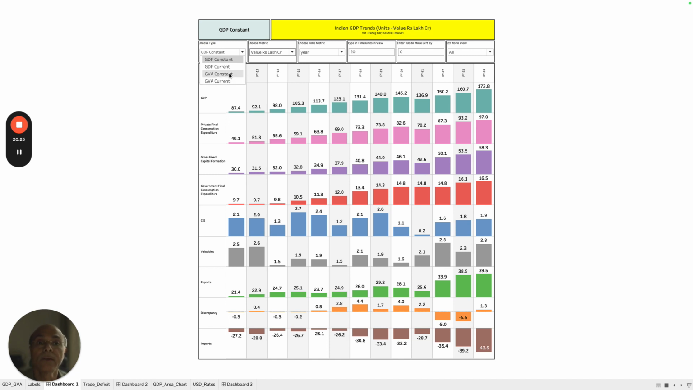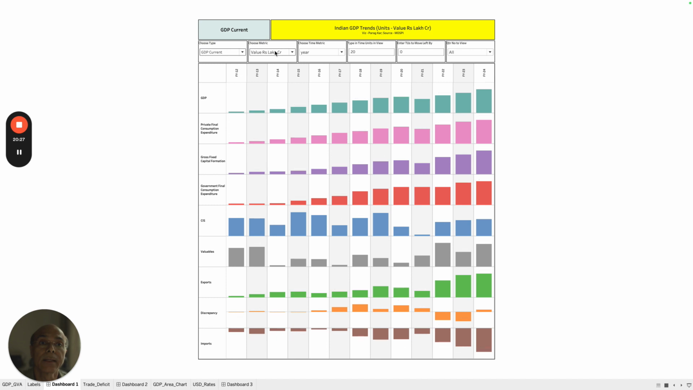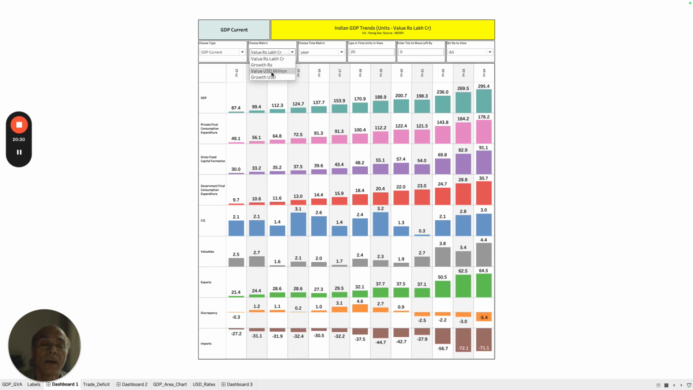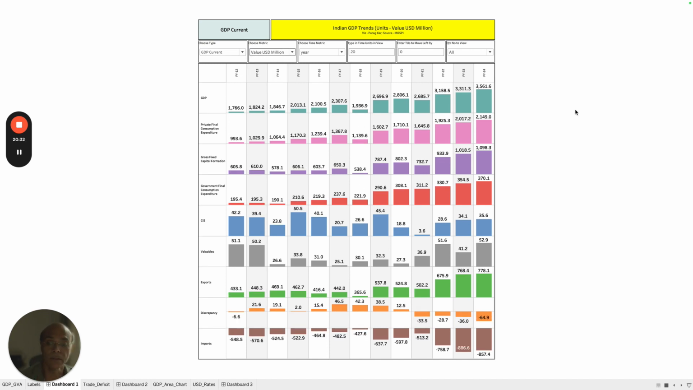So let me just take you through the nominal GDP, which is GDP current, and then let's do a value in USD, because the USD value is a very important factor, which is dollar GDP number, because we are aspiring to become a $7 trillion economy. Now, because our nominal GDP numbers went down, if you look at these numbers at the end of the financial year, what is the level of India's economy in dollar terms? In dollar terms, the Indian economy is $3.56 trillion. So it is nowhere close to even $5 trillion, right? So we still have to go further.